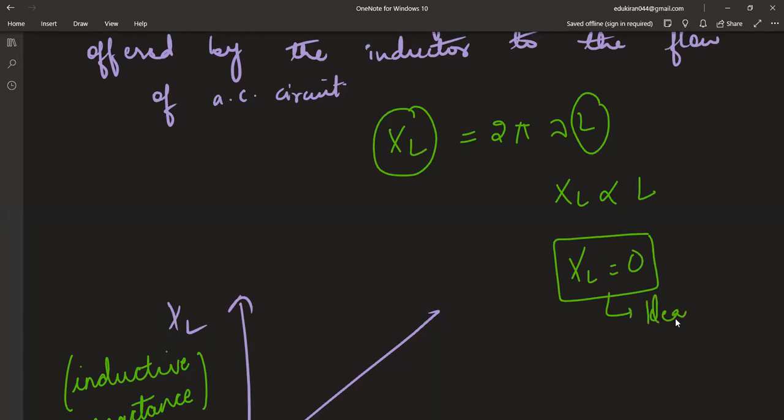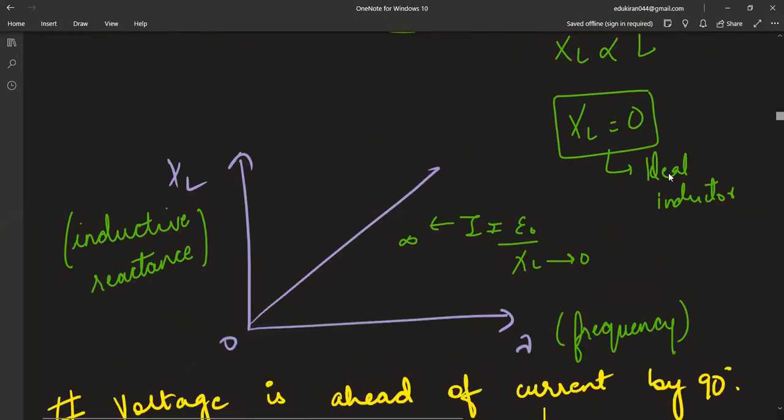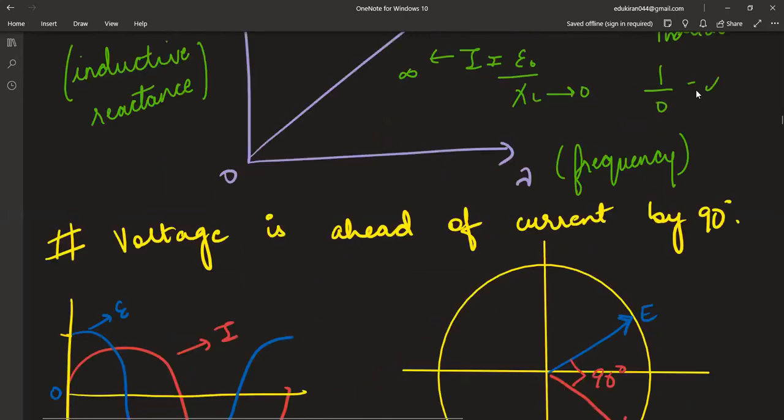There is no opposition to the flow of current. Lots and lots of current will flow. How much current will flow? See, I is equal to E naught divided by XL. If XL is 0, the current will be infinite, because 1 by 0 will be infinity.